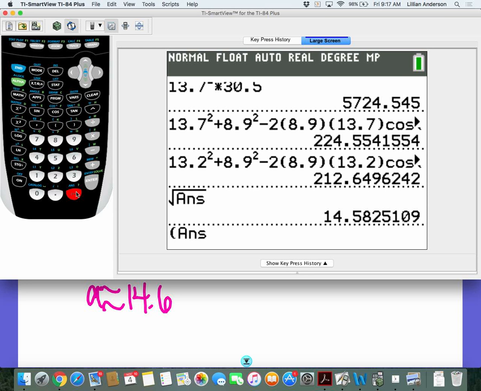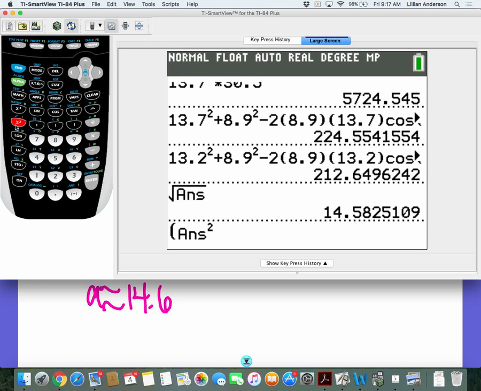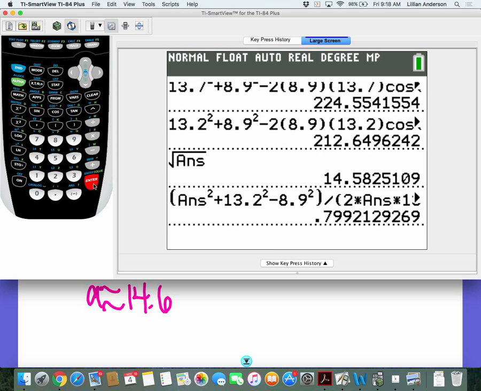I am going to use my previous answer, the non-rounded, was 13.2 squared minus 8.9 squared. Wasn't that it? It was minus 8.9 squared. Divided by 2 times my second answer times 13.2. Okay? You can type it in on one line, or if you don't feel comfortable, you can separate them. Just realize that your calculator doesn't allow you to go back up. You're going to have to deal with some issues. Did you guys get this?